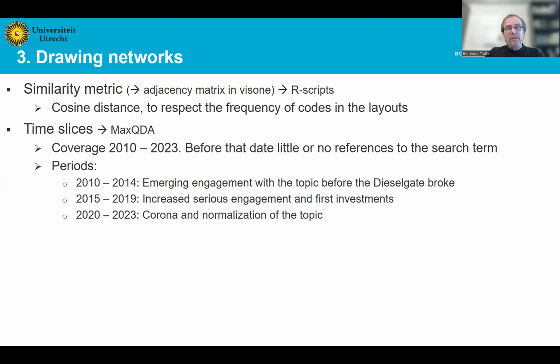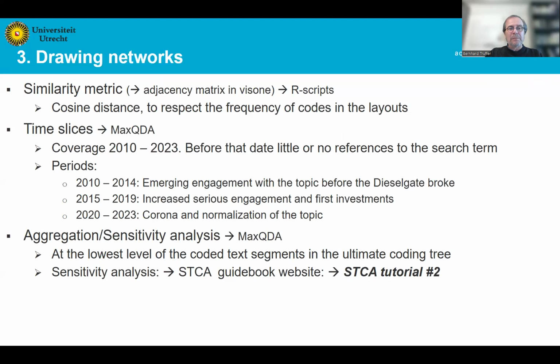The periods were divided from 2010 to 14 because that was the emerging engagement with the topic before Dieselgate broke. 2015 to 19 was the hot period of Dieselgate, where confidence in the old trajectory dwindled. And 2020 to 23 was, of course, Corona and also a normalization of the topic.